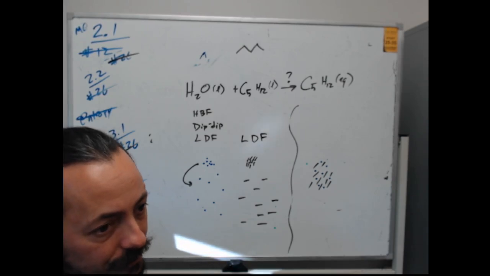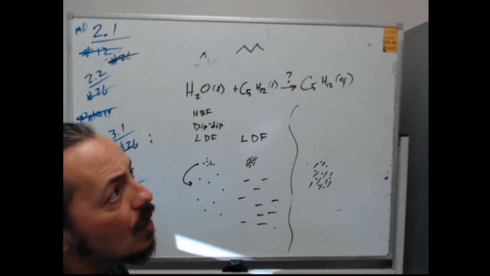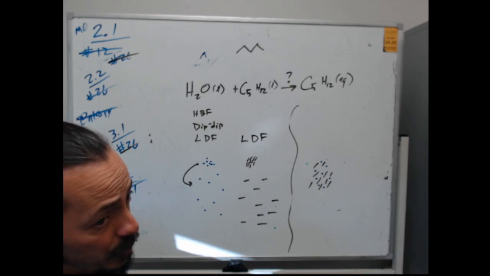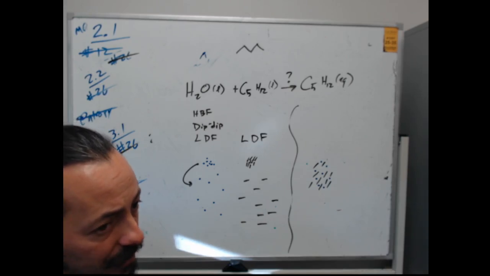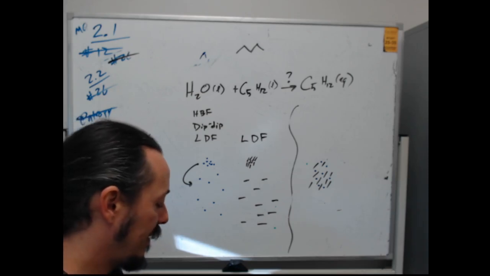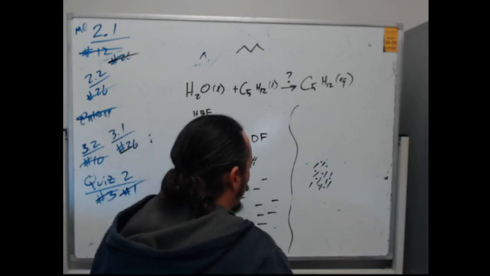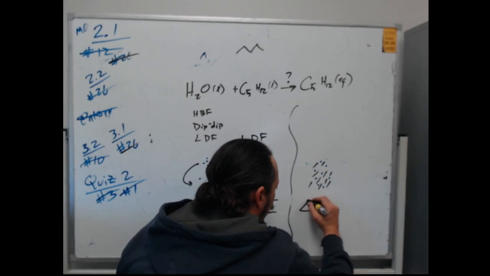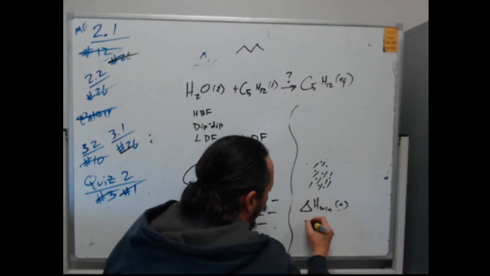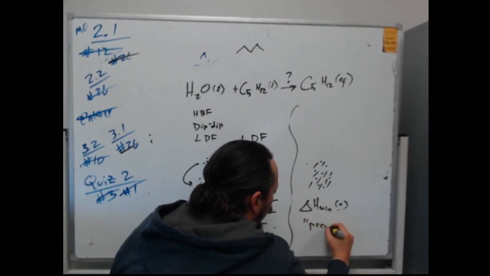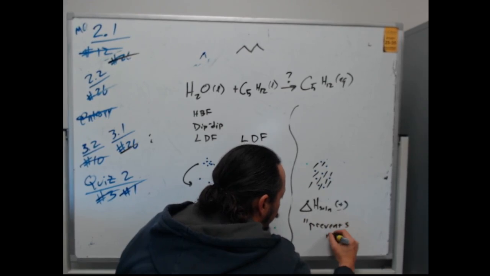And so then it doesn't dissolve in water? Not at room temperature, right? So what we're going to see is the entropy is going to prevent it from mixing. Right? So in this situation, delta H of solution is going to be positive, and we're going to put this in quotes, "prevents mixing."